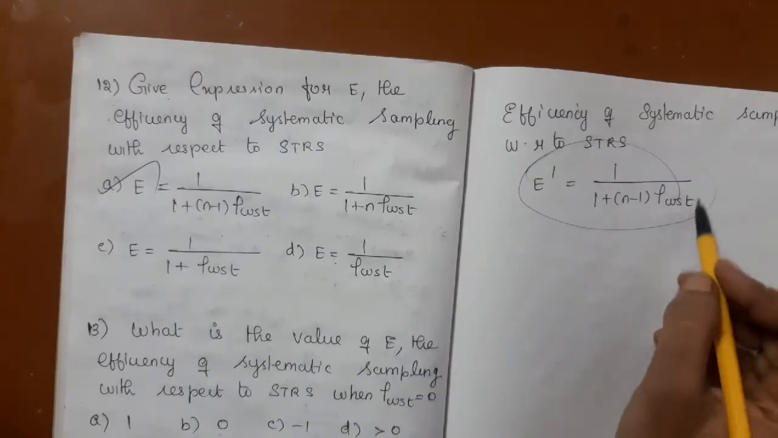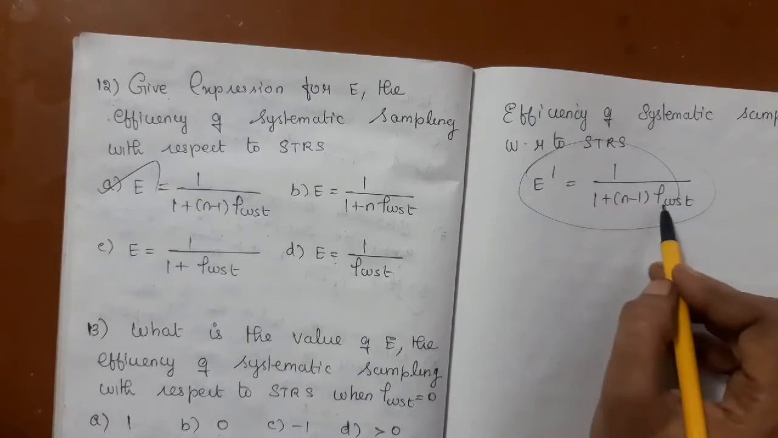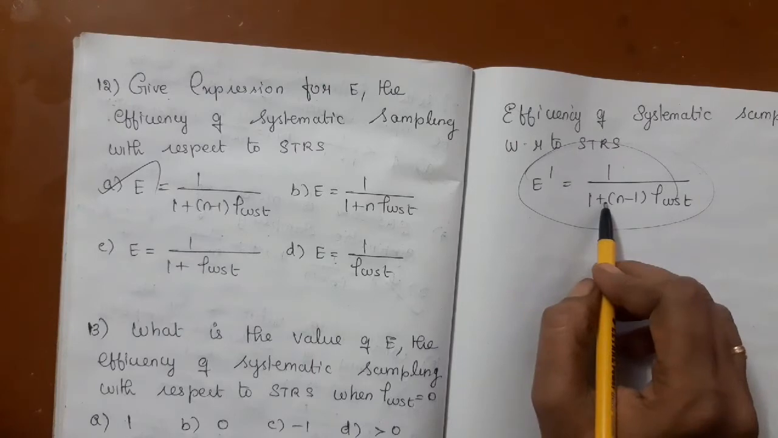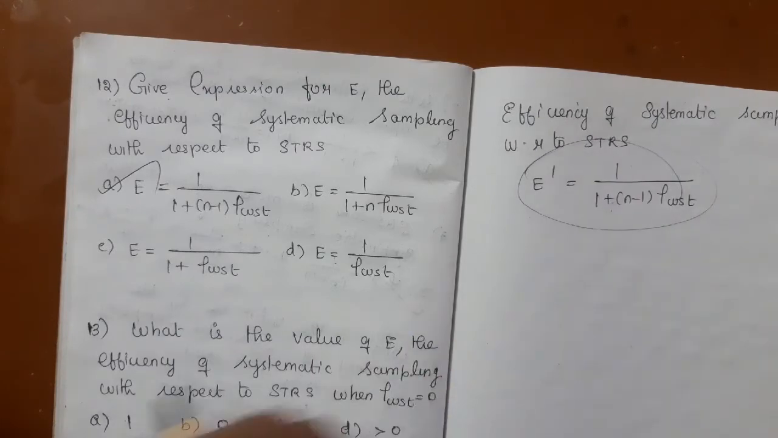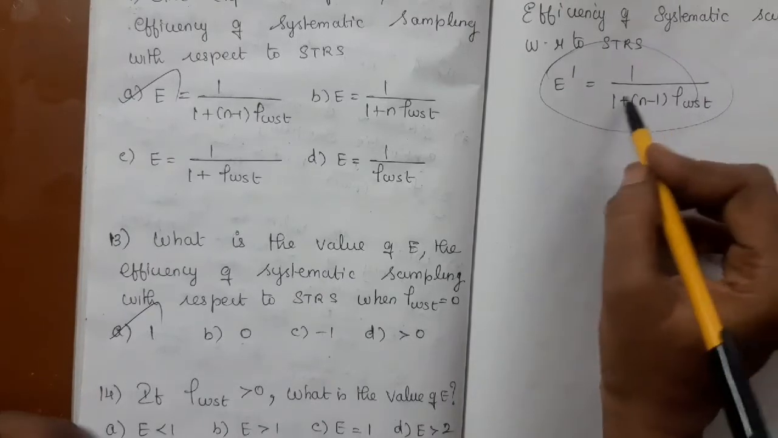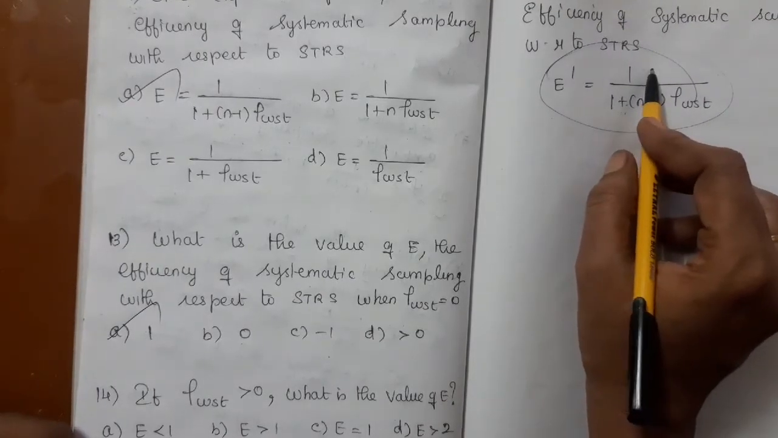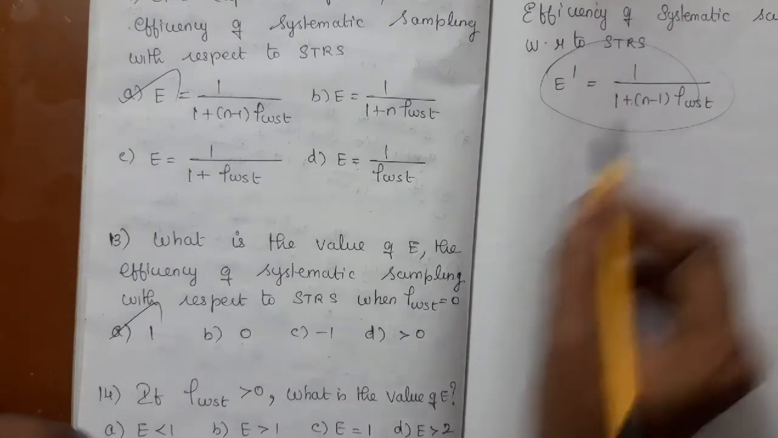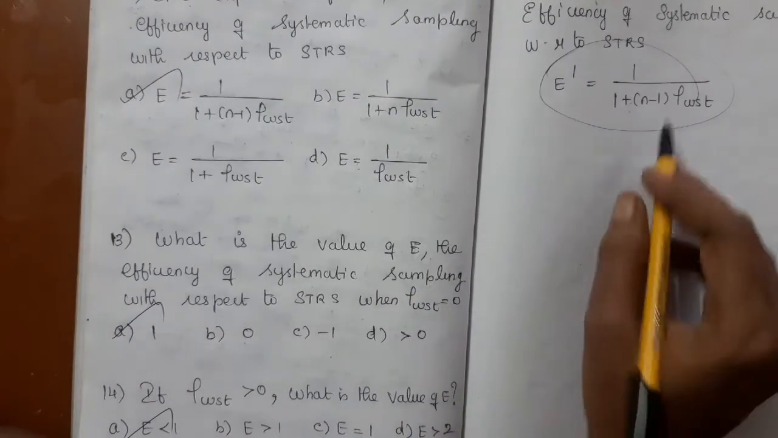When rho wst becomes 0, what happens? This term will go off and E dash becomes 1 by 1. The efficiency becomes 1 by 1 is equal to 1. When rho wst is greater than 0, the denominator will be greater than the numerator. So your E value will be less than 1.